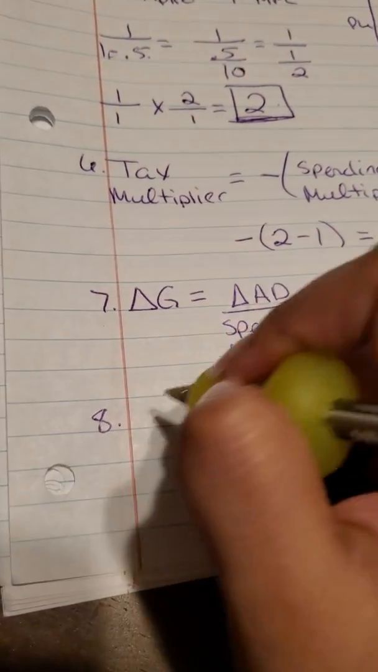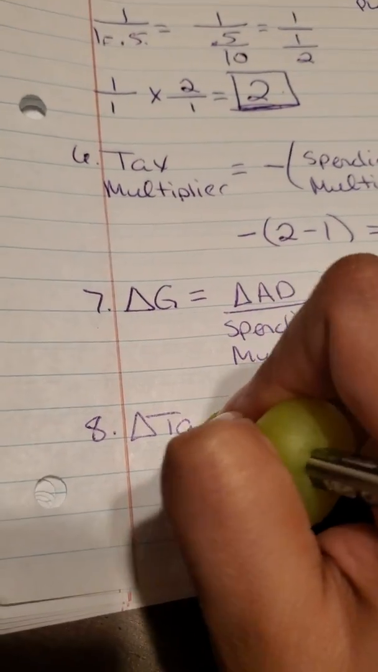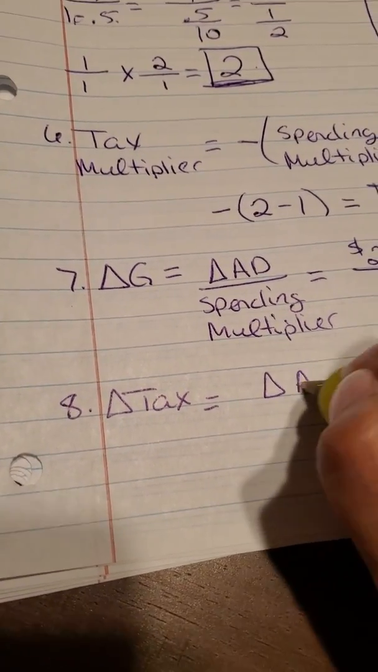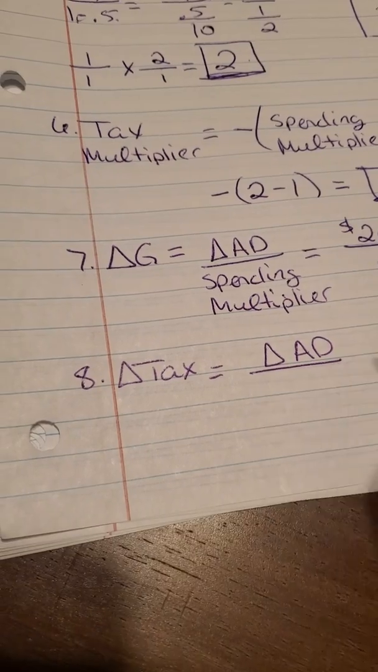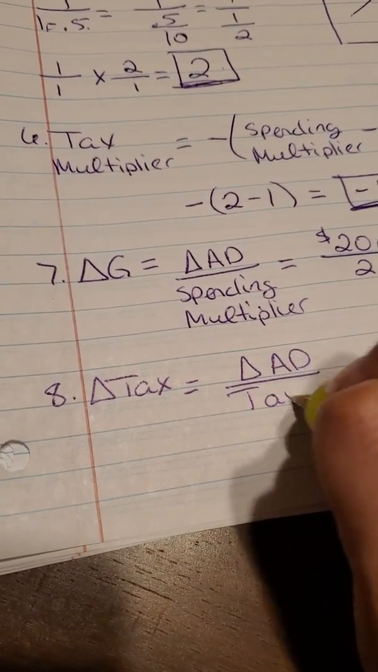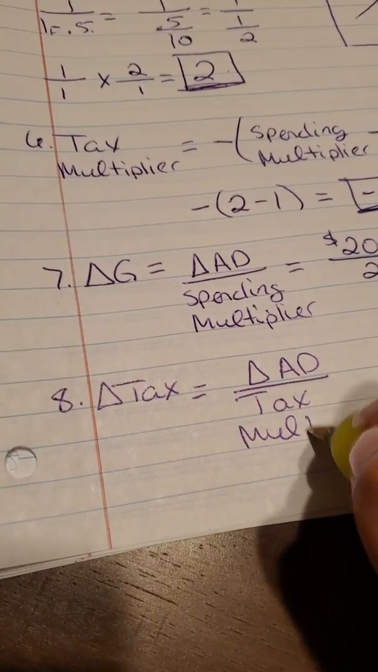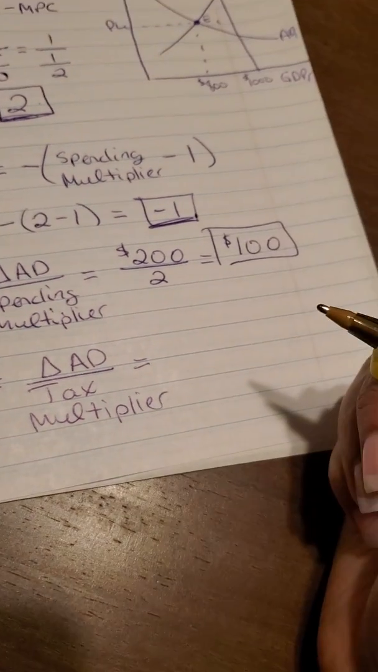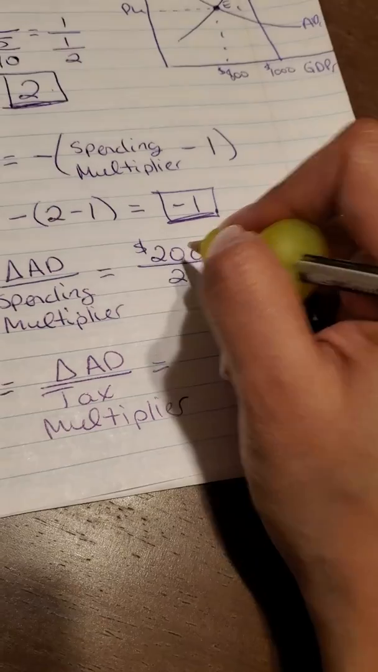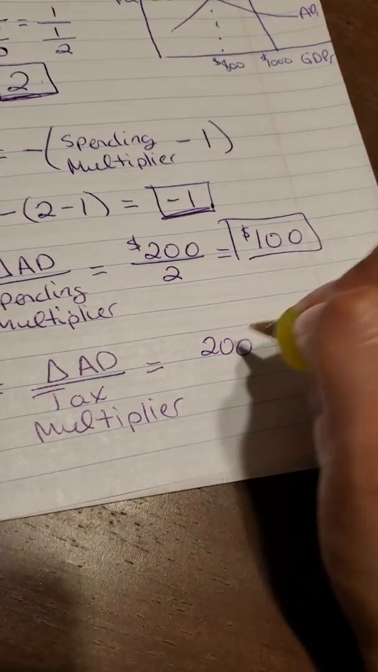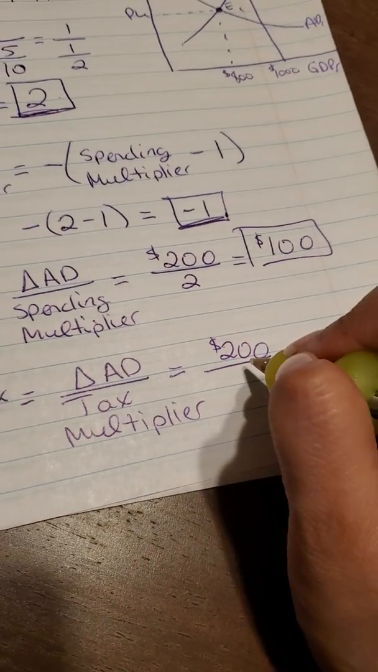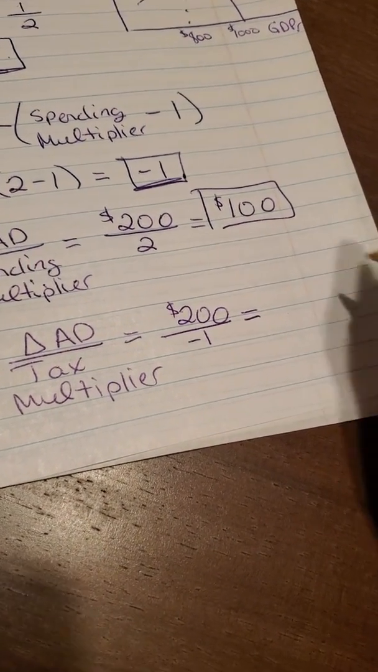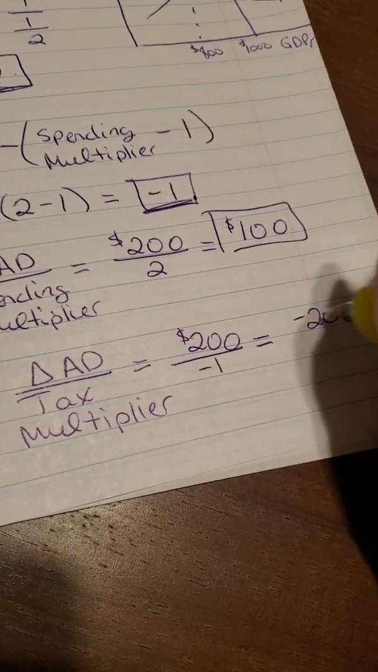Now the change in tax that we need is the change in aggregate demand over the tax multiplier. So the change in aggregate demand, again the same as above, 200, divided by our tax multiplier, which was negative 1. So the change in tax that we need is negative $200 billion.